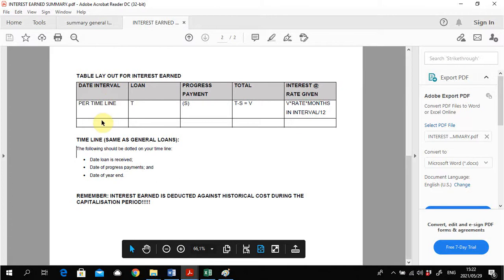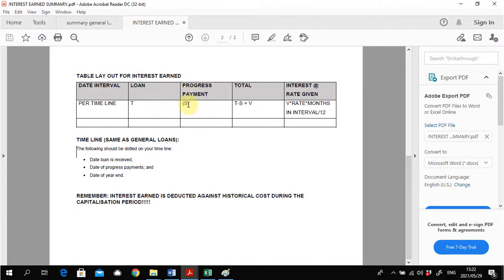To calculate the interest earned, the following is done in table format. I use the date interval, the loan. In this instance, you will find that the progress payment is minused to get to a total. And then the total, which I represented by V, I take V times the rate given times the months within this time interval. Again, for the timeline, you need to jot the date when the loan is received, when the progress payments are done, and the date of year end.